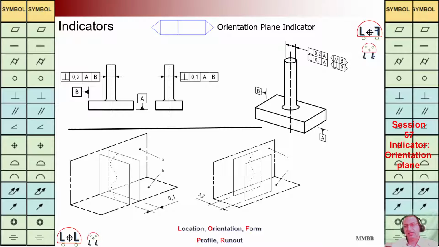But here, I can say it is much easier than these two views. In one view, we are going to say in which orientation plane we would like to have this tolerance zone.